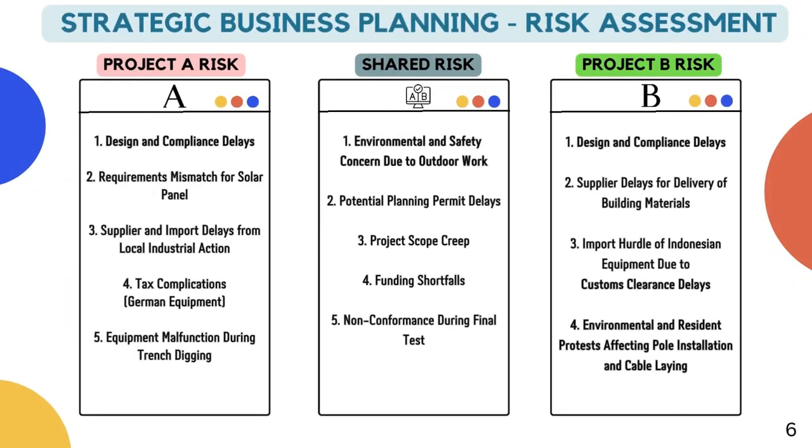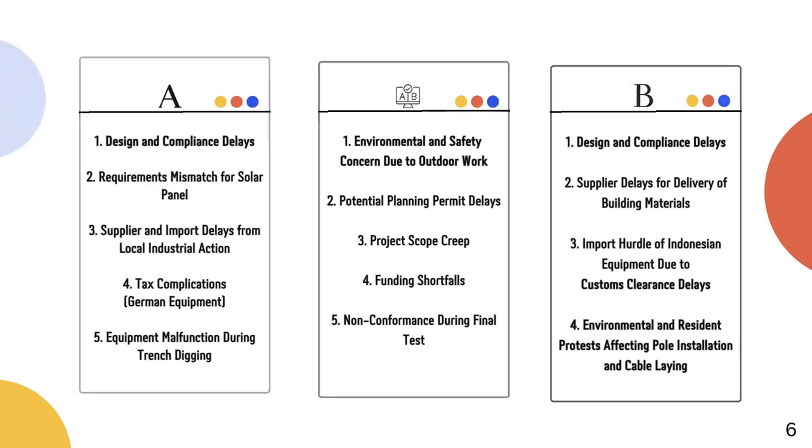This slide outlines the risk assessment for Project A, Project B, and shared risks. For Project A, risks include design delays, supplier delays, and equipment malfunction. Shared risks involve environmental and safety concerns, planning permit delays, project scope creep, funding shortfalls, and final test nonconformance. Project B risks include design delays, supplier delays, import hurdles, and protests affecting installation. Identifying these risks helps us mitigate potential issues.